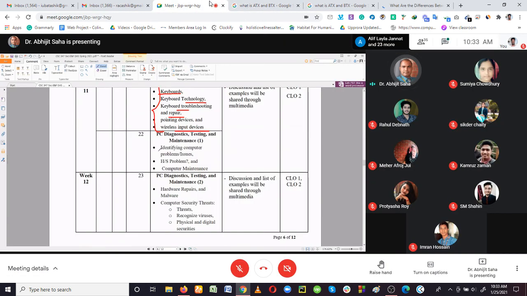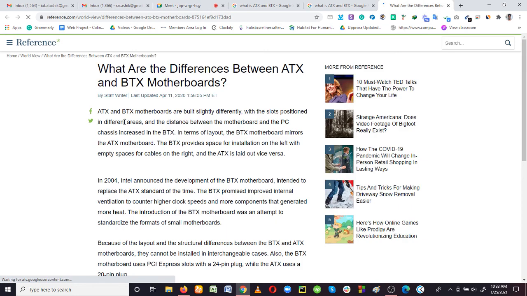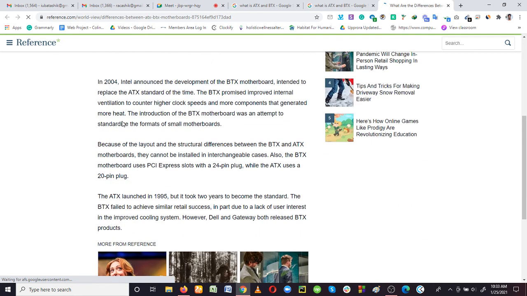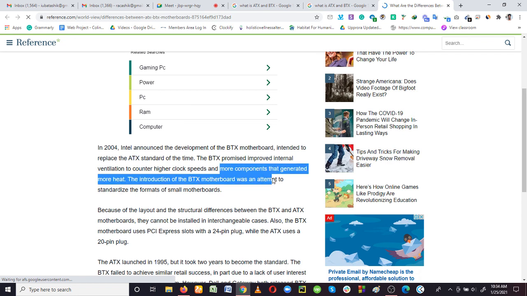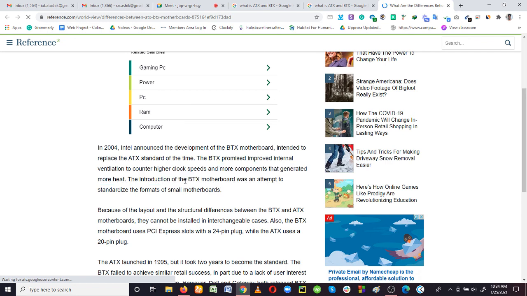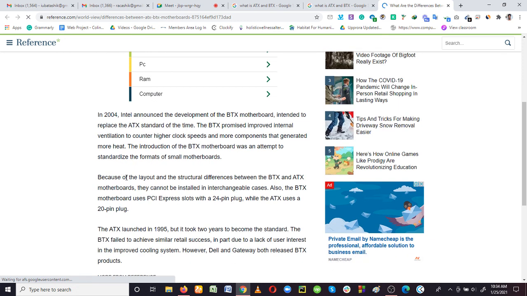where different topics are going to be handled, like identifying computer problems and issues. That can be a hardware problem or a software problem, so we should know what type of problem we are having in a computer system. For computer maintenance, how we maintain our computer system so that it remains in good condition. Then hardware repairs and malware are going to be discussed a bit, along with maintenance tips, and computer security threats like recognizing viruses, and physical and digital security. These are going to be explained.